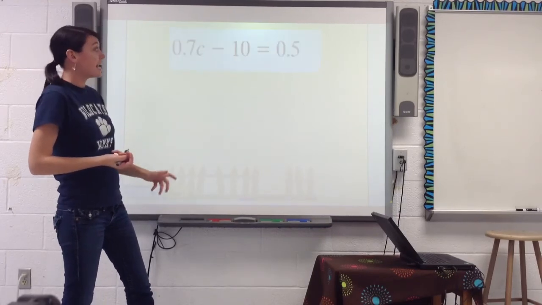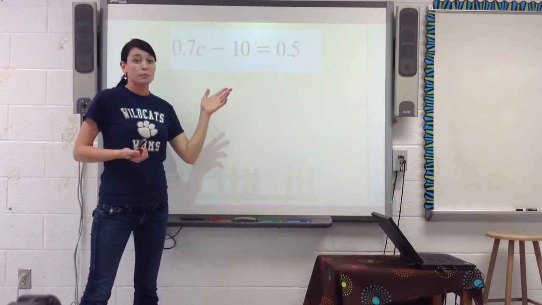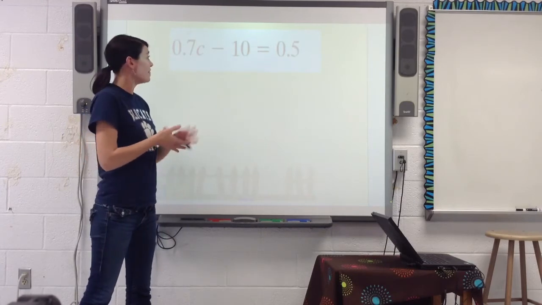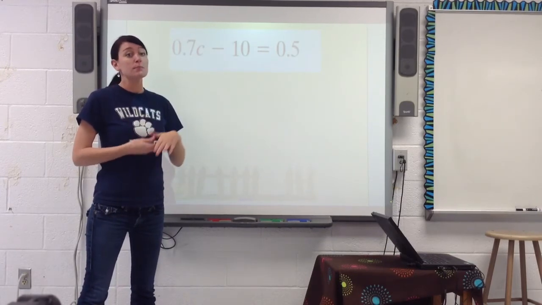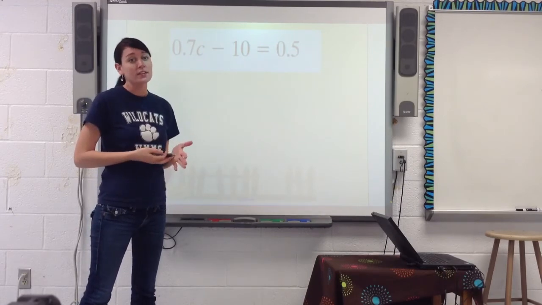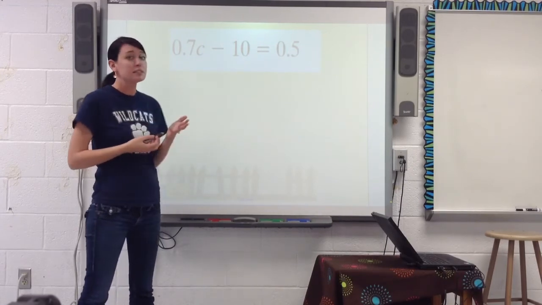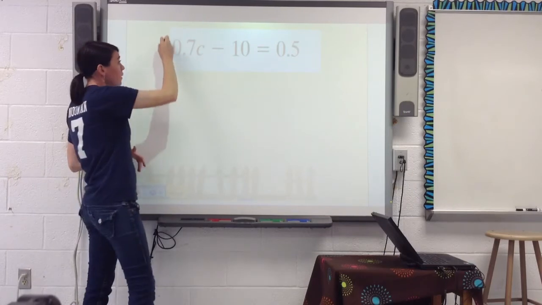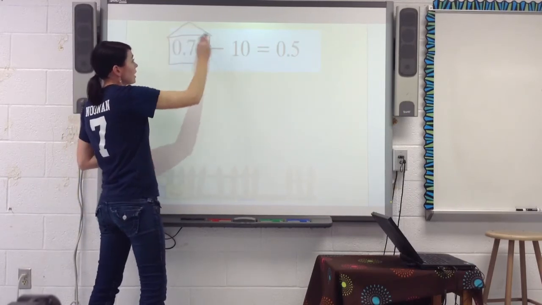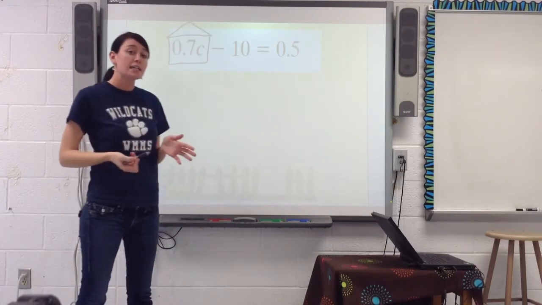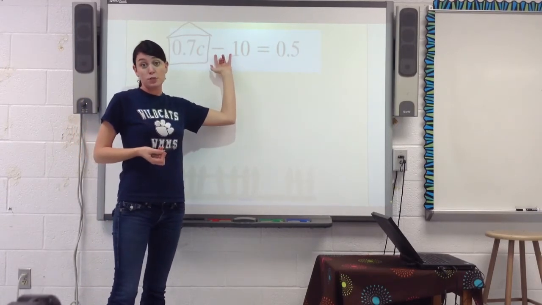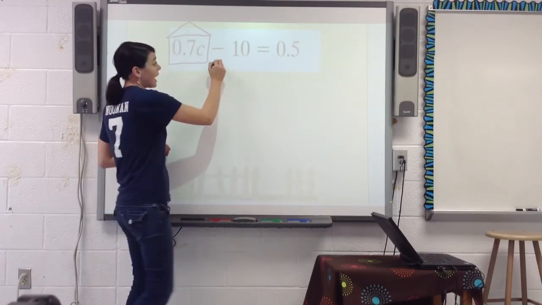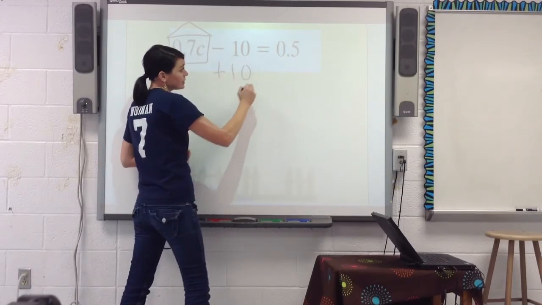So we're going to look at decimals now. Everyone write this problem down. We have 7/10 c minus 10 equals 5/10. On this problem, just like the last ones, the only thing that's different is that now I have decimals instead of fractions. You can still go ahead and make your house. Okay, the bad guy in this problem is that minus 10. In order to get rid of that minus, we're going to do the inverse operation of subtraction, which is addition. So we're adding 10 to both sides.